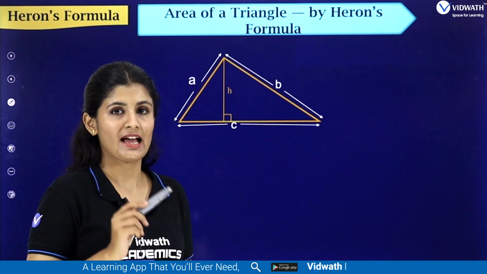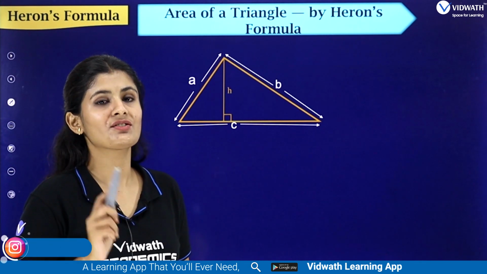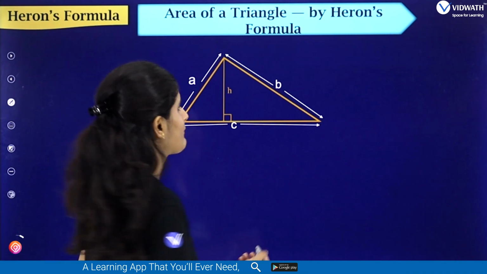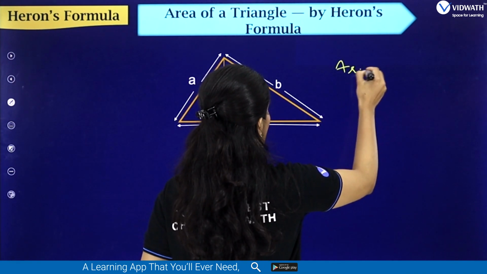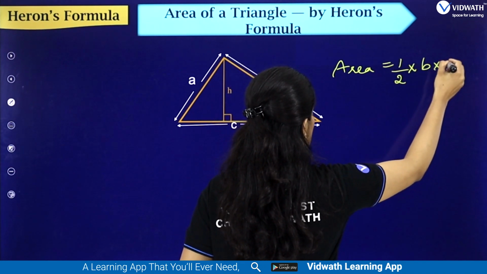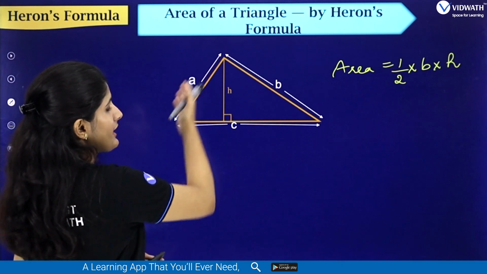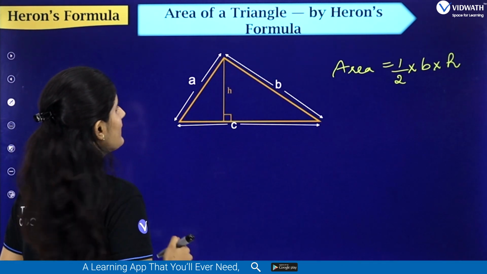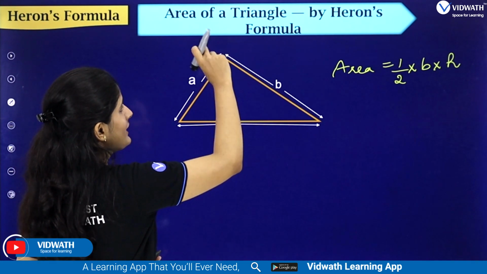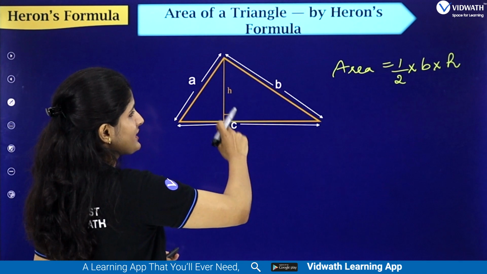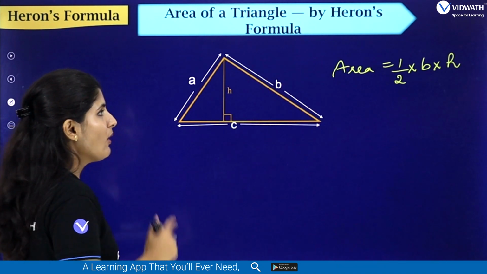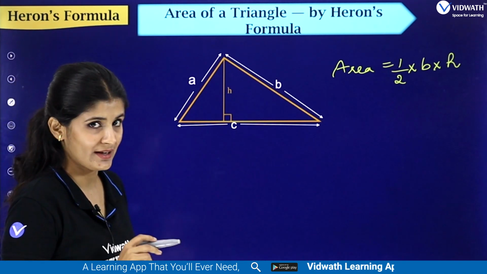In our lower classes, we have studied how to find the area of a triangle. The most common formula that we have studied is area of a triangle is equal to half into base of the triangle into height of the triangle. If I consider the above triangle, then the base of the triangle here is given by C and the height of the triangle is given by H. On substitution of C and H in terms of B and H, I get the value of the area of this triangle.